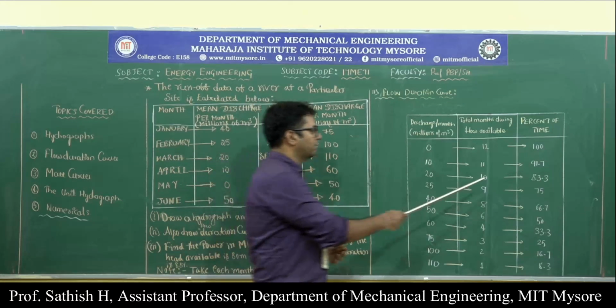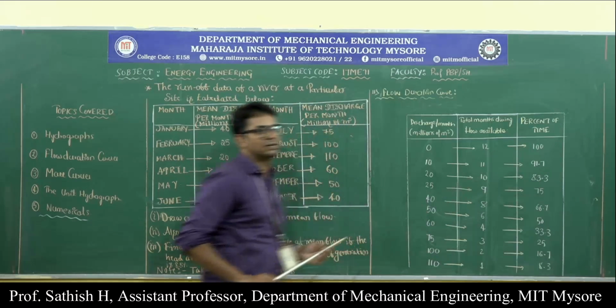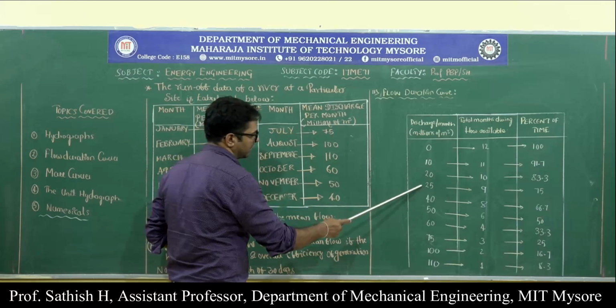So it is the ratio of 10 divided by 12. You will get it as 83.3. That is the percent of time. So next we will come to the 25. This is a 25 here.